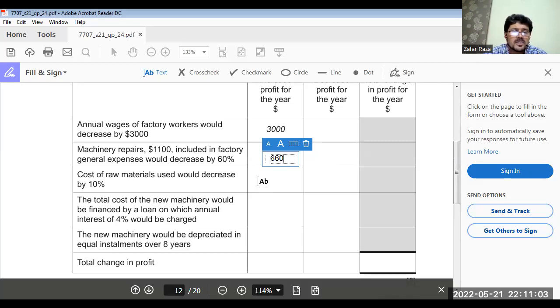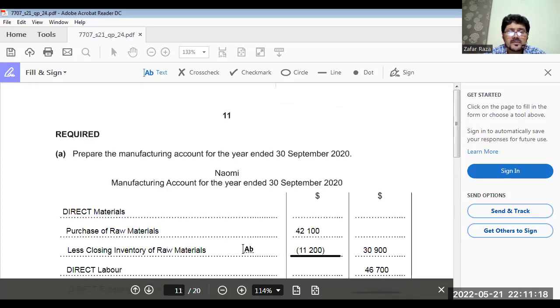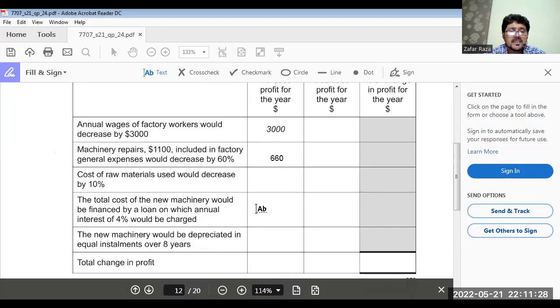Cost of raw material used decreased by 10%. That cost of raw material used was how much? 30,900. 30,900 multiplied by 10% is 3,090. So again, profit is going to increase by 3,090.